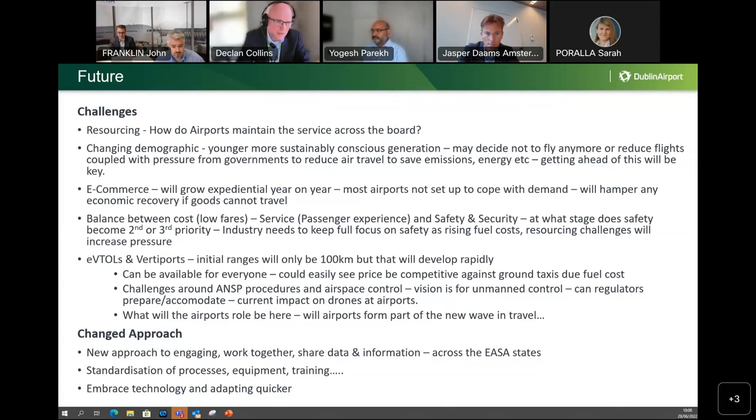And I suppose looking at technology and adapting quicker, and how we can utilize that, acknowledging the commercial constraints that are imposed upon us. But, you know, is there things we can do in the margins that will see this as an entire aviation sector? And I'd just like to conclude with one final pitch.